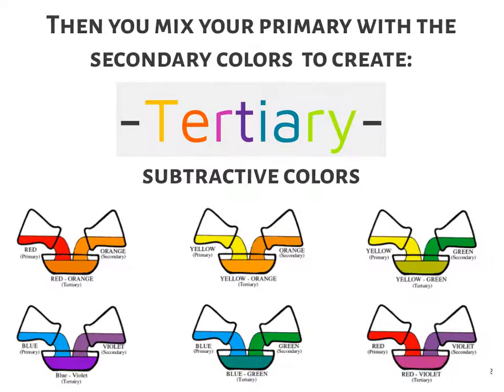Now, the next group is your tertiary colors, which is a mix of your primary colors with secondary colors. For instance, as you can see here, when you mix red with orange, you get red-orange. That means that your orange looks a little bit more reddish because, of course, it has more red color in it. When you mix yellow and orange, you get yellow-orange. That is your tertiary color. Yellow-green is another tertiary color, and the list goes on, as you can see. Blue-violet, blue-green, red-violet.